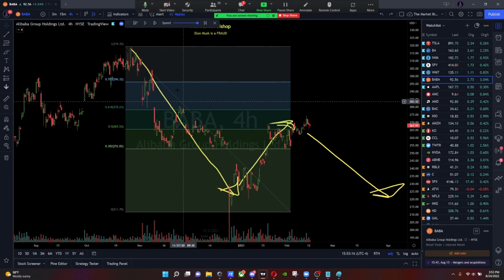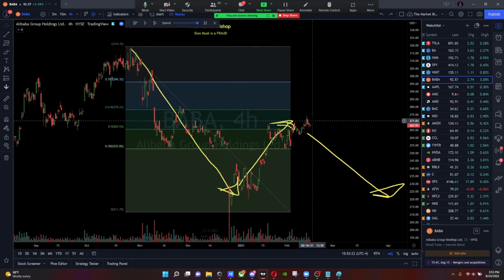So now, tying into what I said about how strong the movements would be, we could see here that BABA retraced and broke past the 38 and the 50%, right? But it didn't break past the 61%.